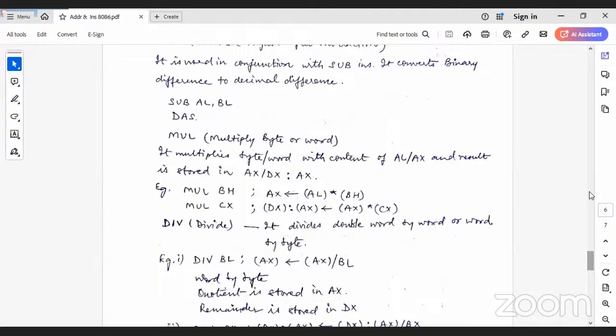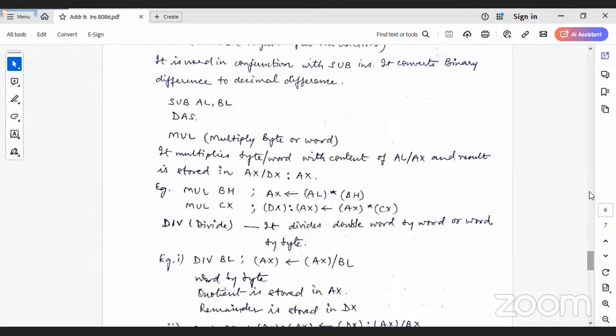MUL BH is only 1 byte. So where is the other data? See, for multiplication, you need 2 data. You will say A into B or X into Y. So one data is in the register which is specified in the instruction. Another data will be in your accumulator register. Now since here BH is only 1 byte, the other 1 byte data will be in AL. Point to be noted here.